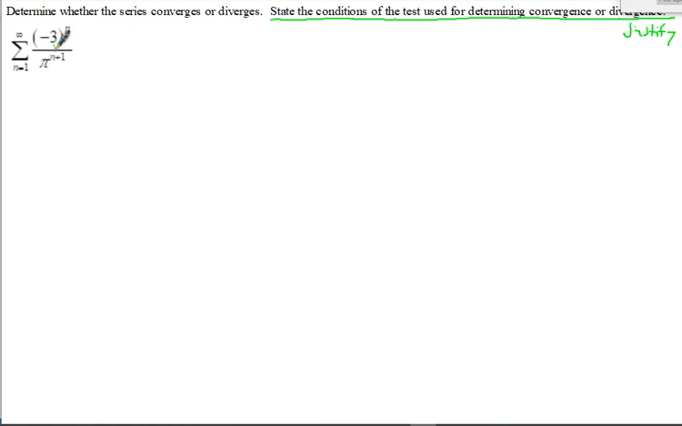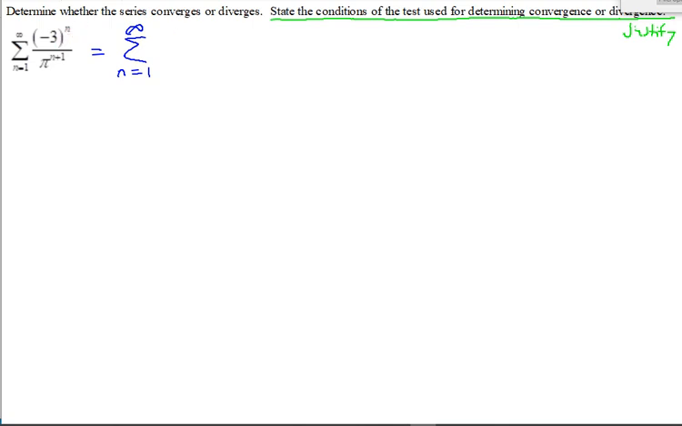So on this first one, (-3)^n over pi^(n+1). One thing you can do to rewrite this is split up this (-3)^n. Notice if you plug in 1, it's -3, 2 is positive 9, 3 is -27. So you can see it alternates. One way to see it more easily is that it's an alternating series.